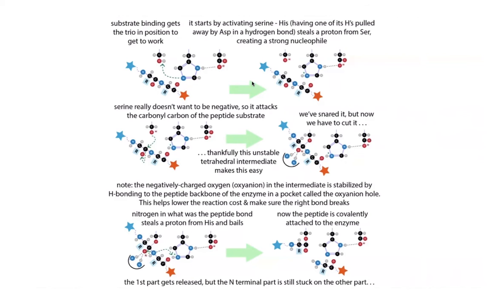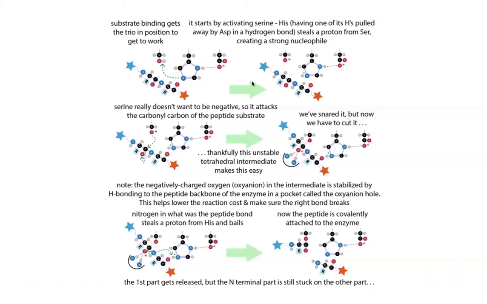And the enzyme, remember, what's it going to stabilize? It wants to stabilize the transition state. And so basically, you're going to have that induced fit. The induced fit is going to help make it so that that trio is right in position to get to work. So first things first, we have to pull off that proton from serine.